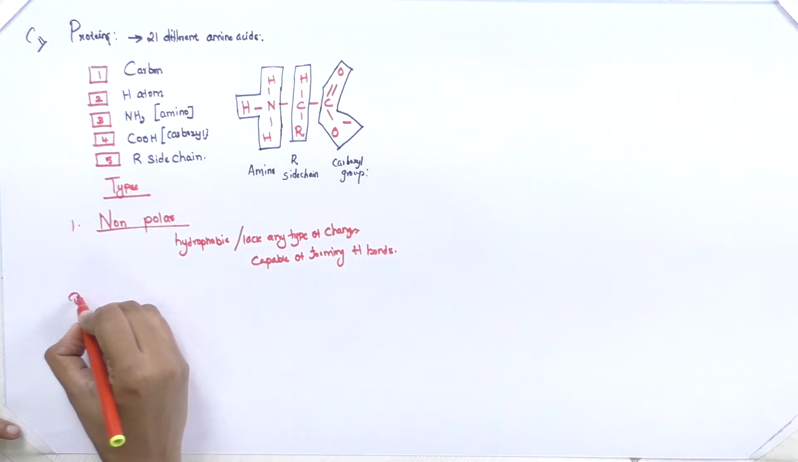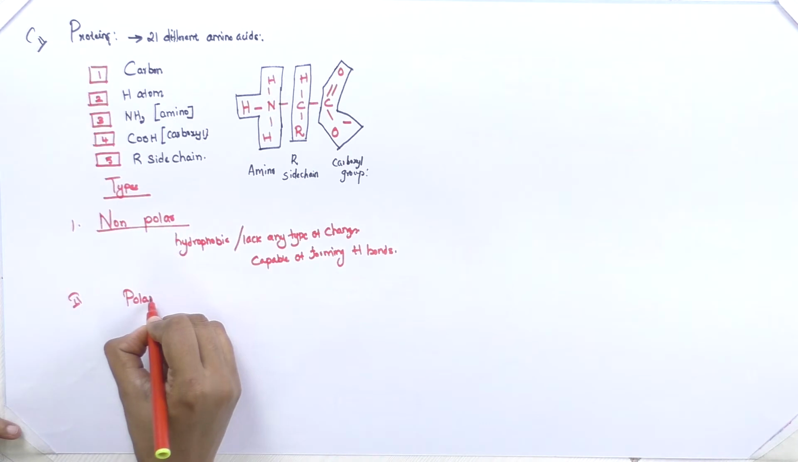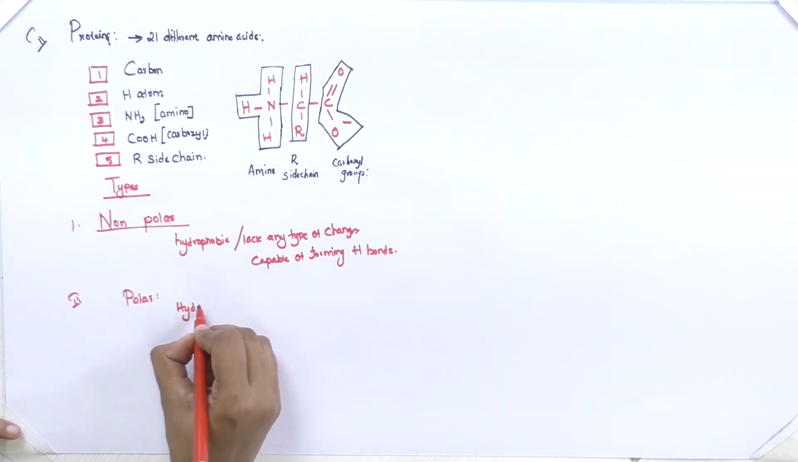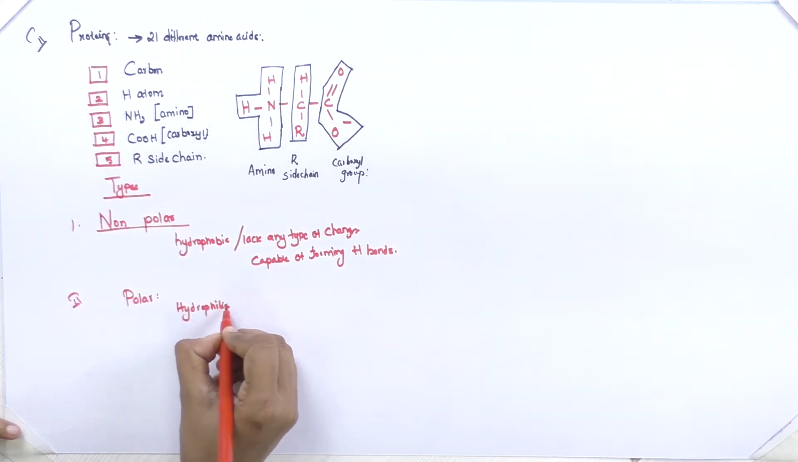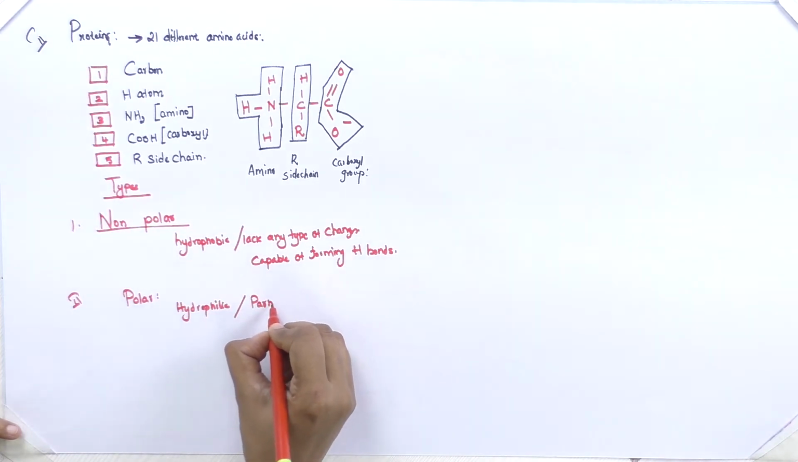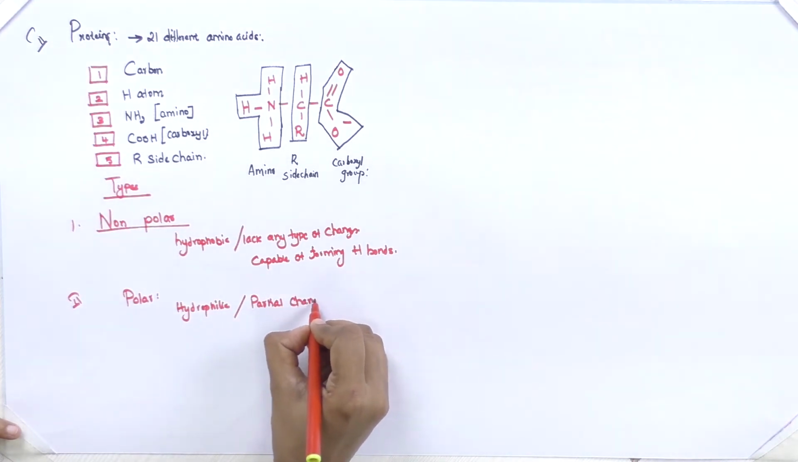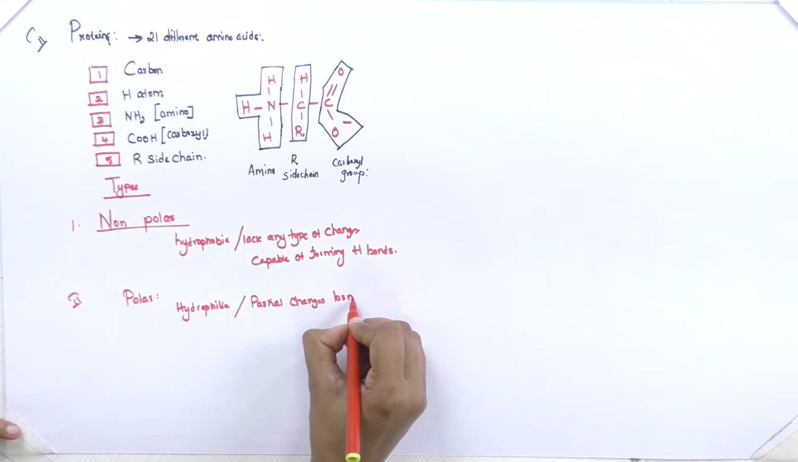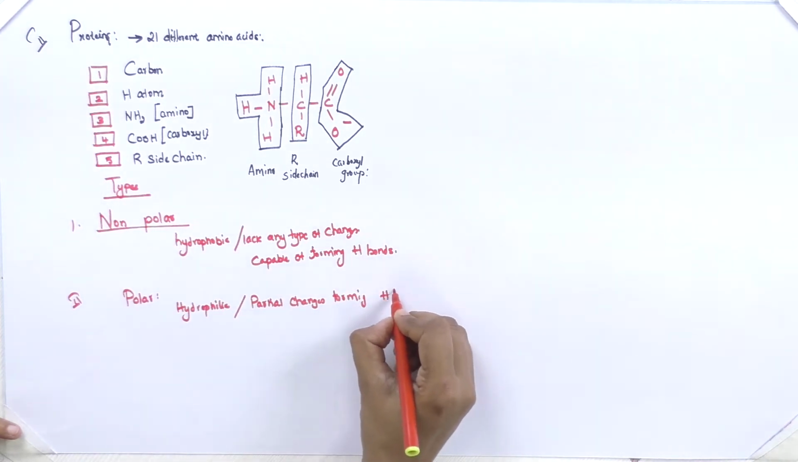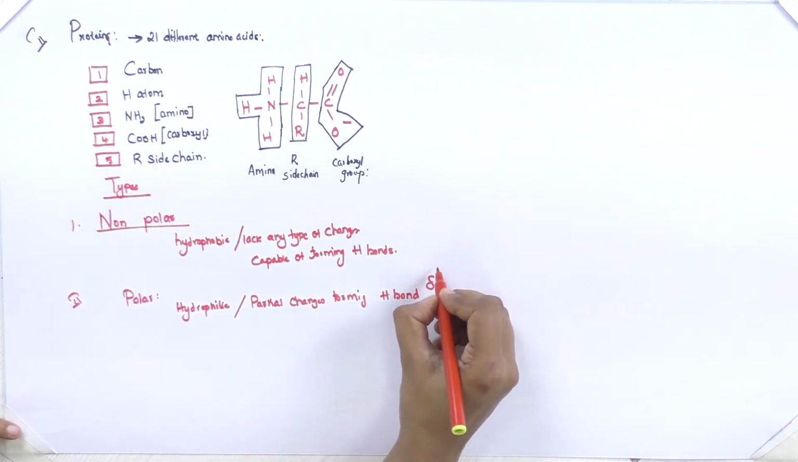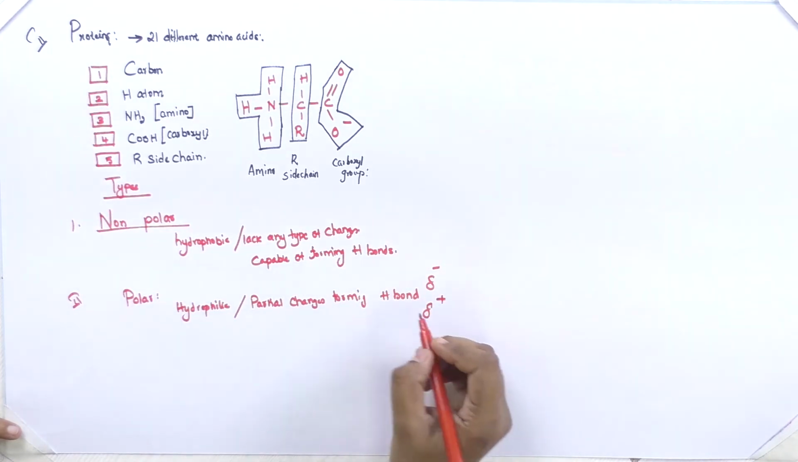Next comes the second group, the polar group. Polar groups are hydrophilic in nature and they have partial charges, capable of forming H bonds. Under H bonds you have delta minus and delta plus categories.